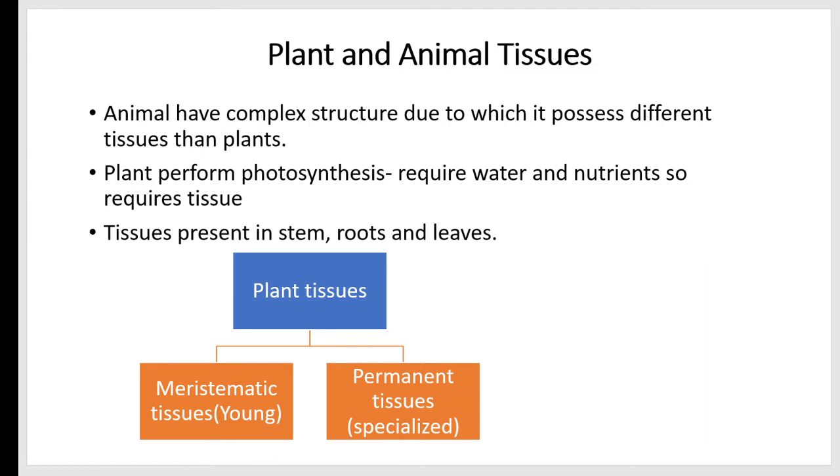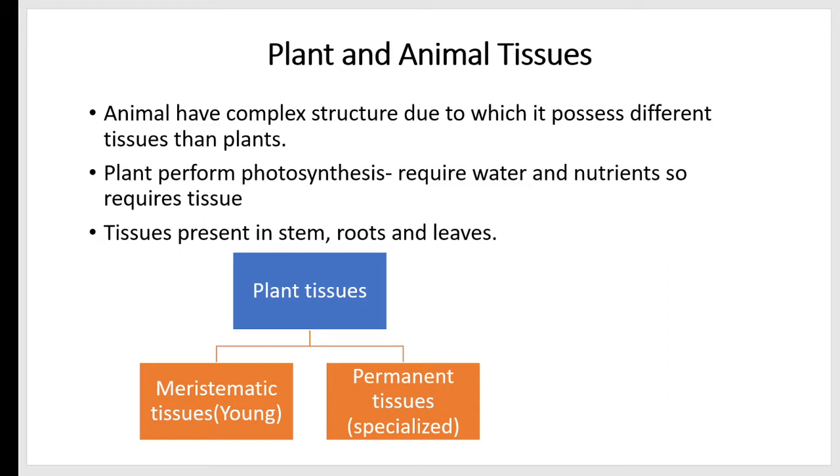Moving on, plant and animal tissues. Tissues are present both in plants and animals, but animals are more complex. They have more complexity of organ systems. That's why they have complex tissues, whereas plants have simple tissues. No doubt, plants also perform functions like photosynthesis, and as they require water and nutrients to perform various functions, they also need tissues. These tissues are present in the stem, roots and leaves of plants.